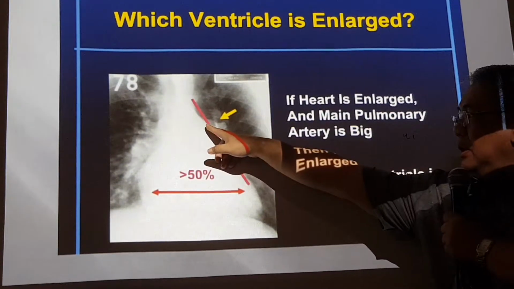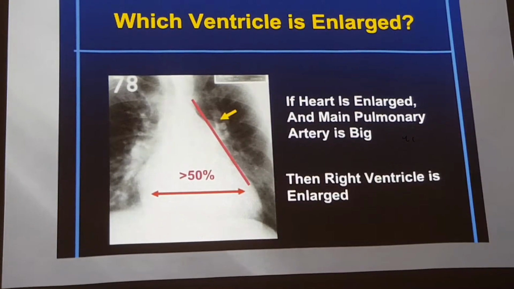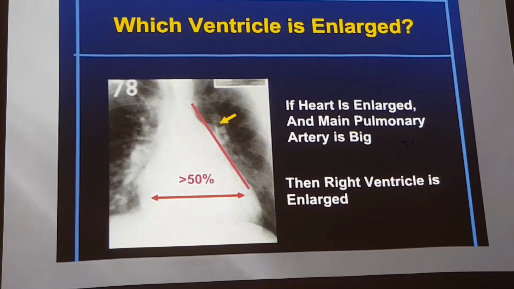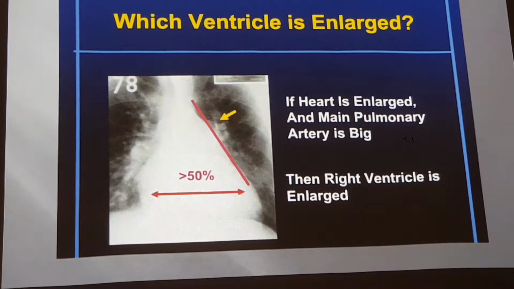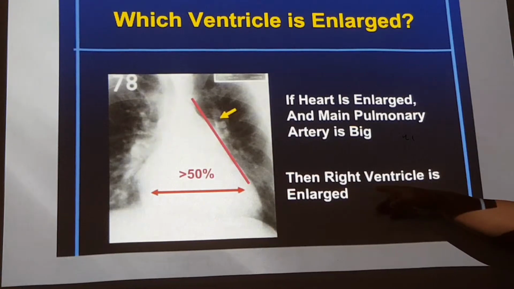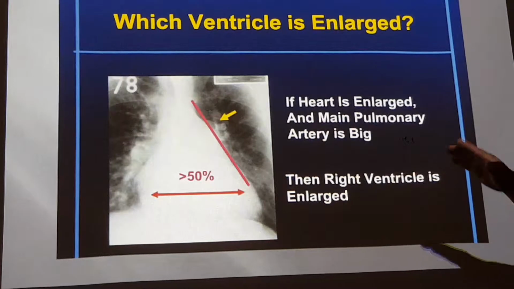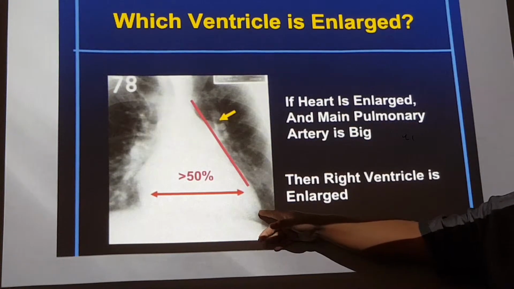So if you measure from the tangent, there's convexity of the main pulmonary artery segment, and that is slightly beyond the tangent line. So most likely the right ventricle is enlarged. So in right ventricular enlargement, we also look at the cardiac apex.